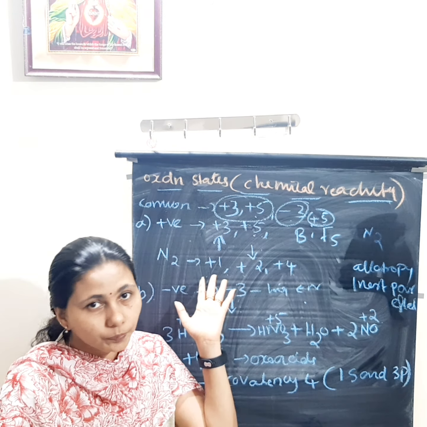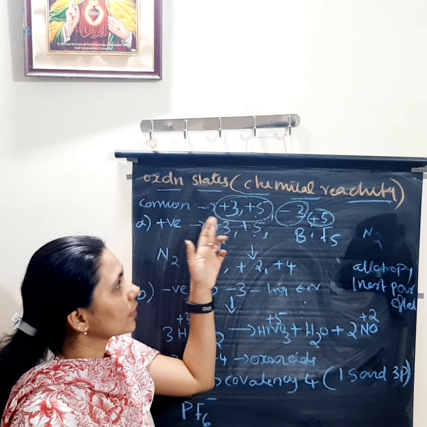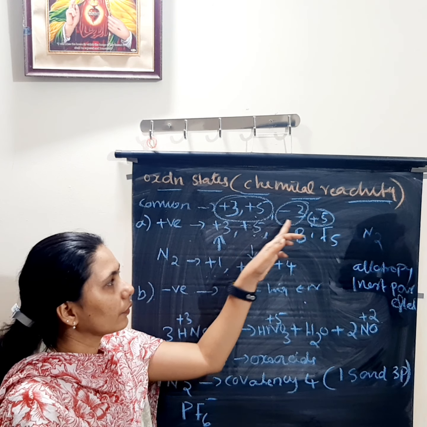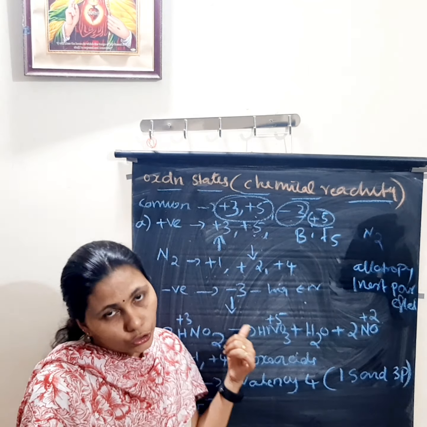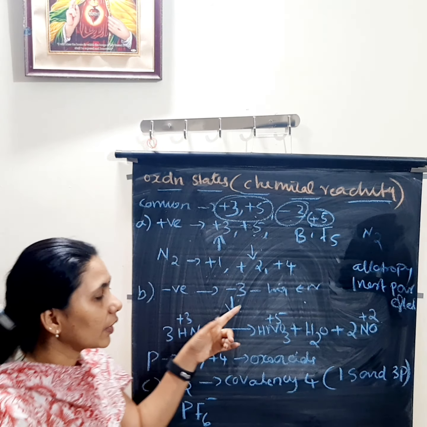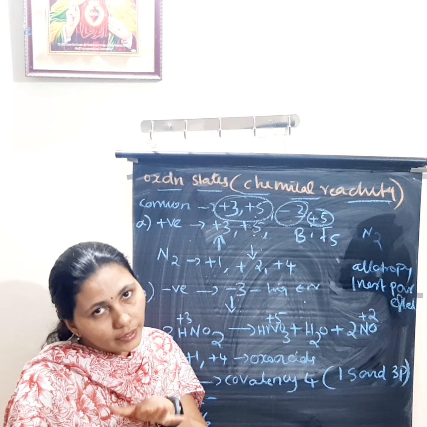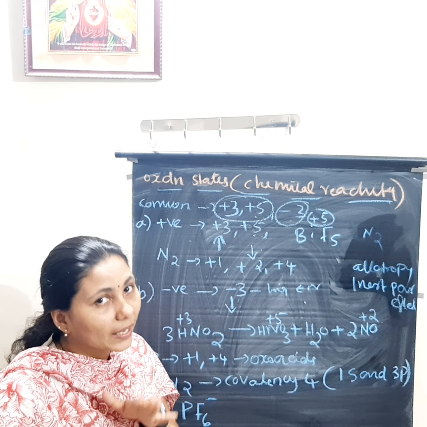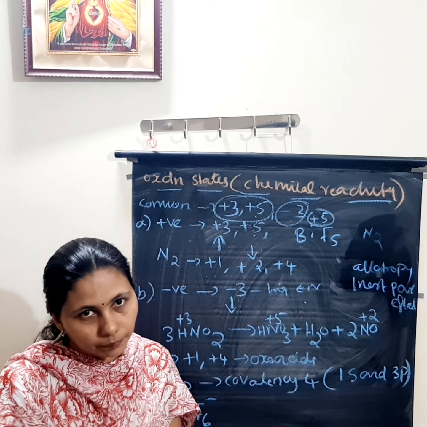So +1 is there, +2 is there, +4 is also there. The common oxidation states of this group are +3, +5 and -3. Next is the negative oxidation state. Nitrogen has the -3 oxidation state due to its high electronegativity.